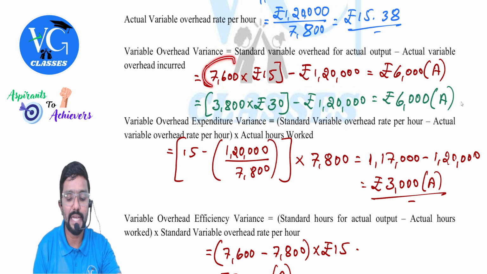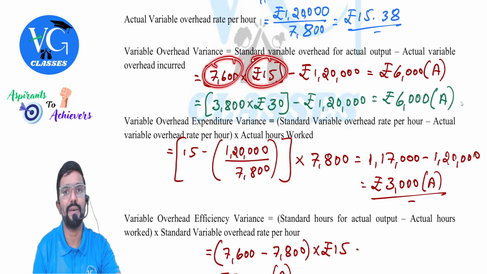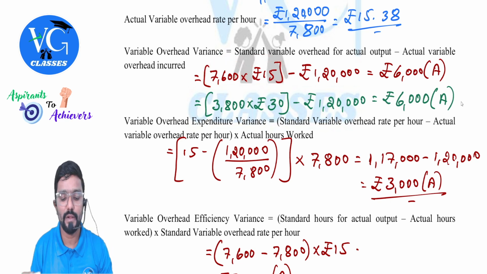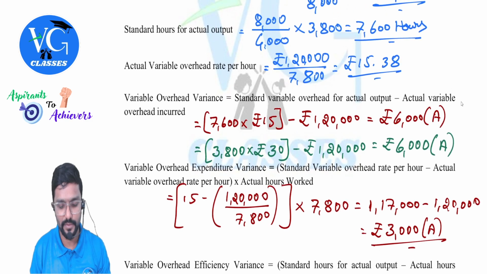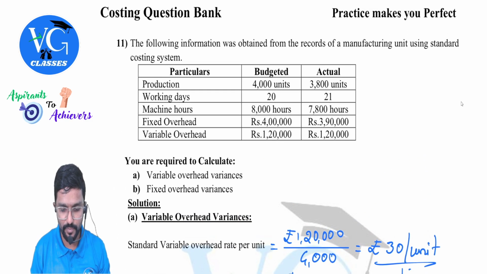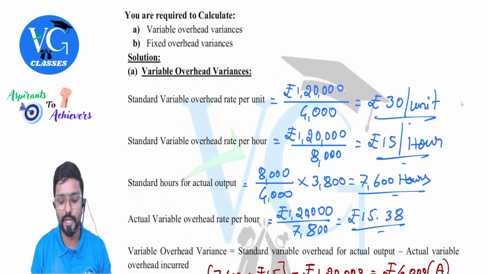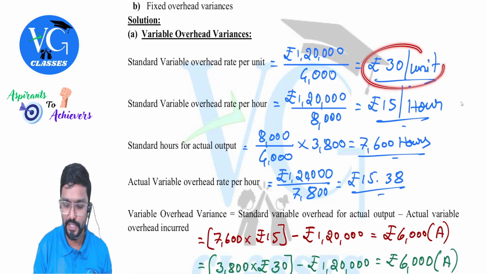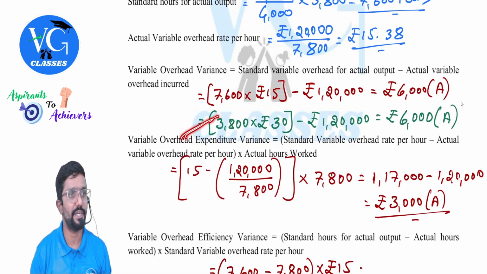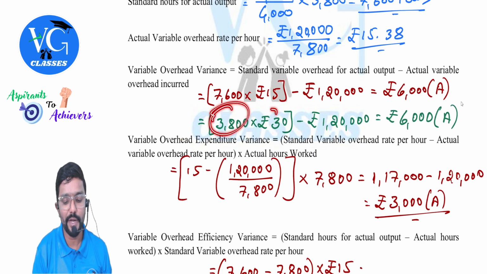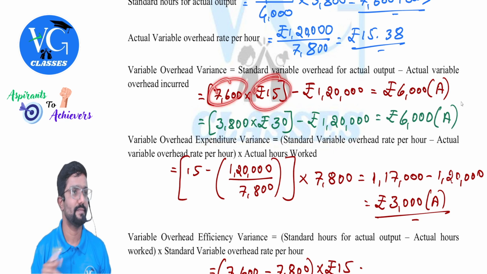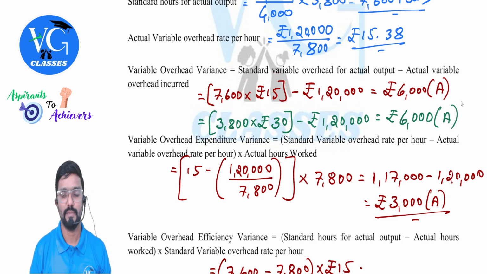How do we get it? Standard hours into standard rate per hour. Or else, you can also do it in another way. Actual output 3,800 into the rate per unit 30. I have shown it here: actual output into rate per unit, or else standard hours into rate per hour. Both will give you the same.